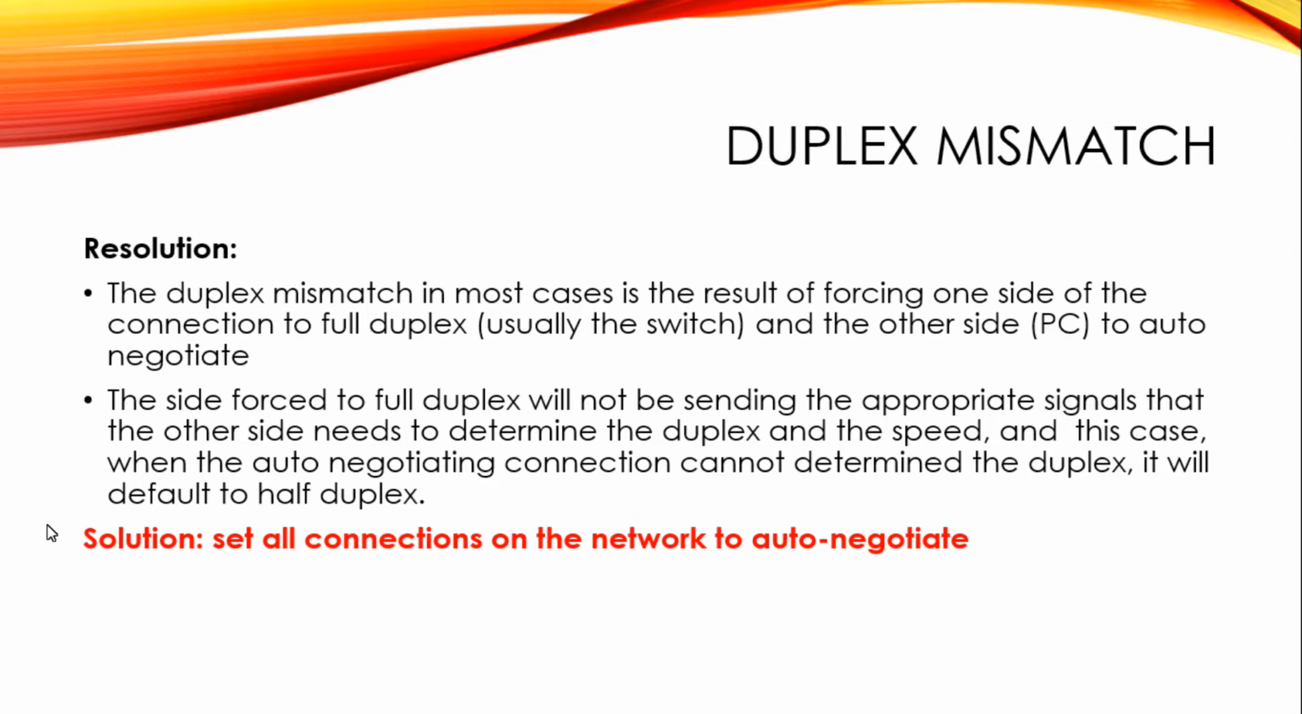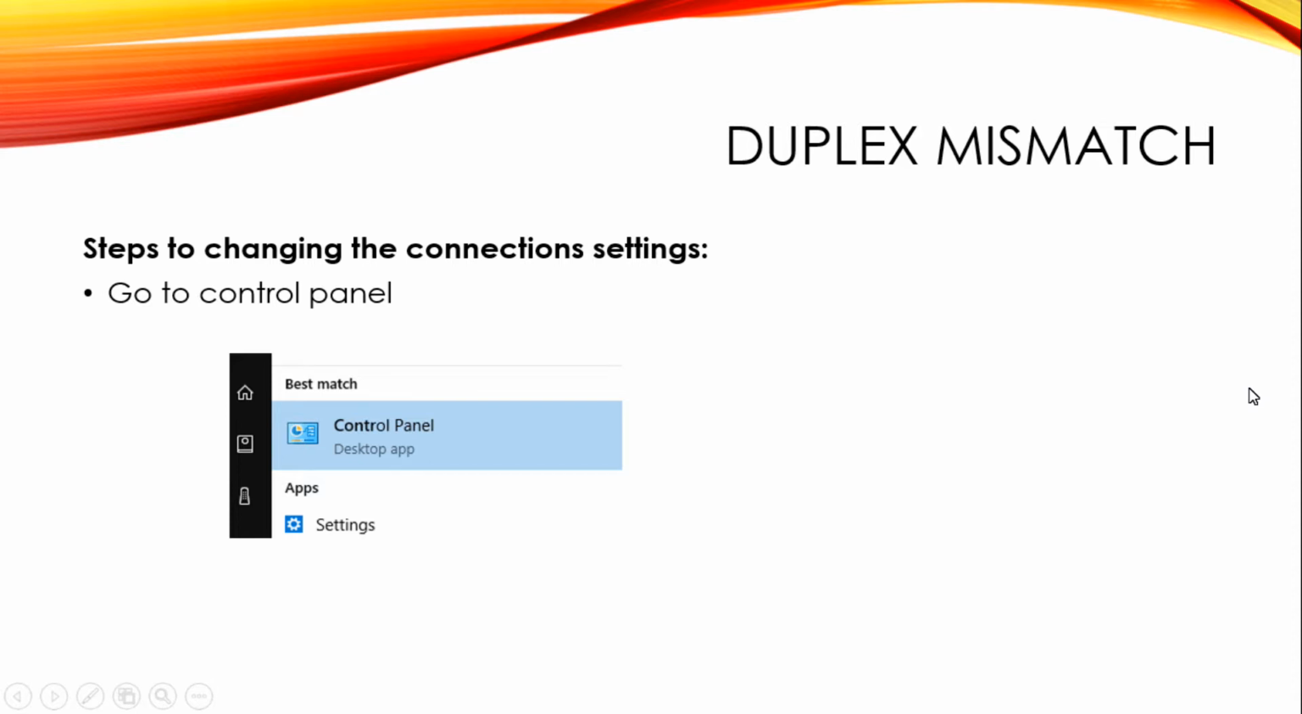And in this case, when the negotiating connection cannot determine the duplex, it will be half duplex by default. So the solution for this problem, or the easy solution, will be to simply set all connections on the network to auto-negotiate. The steps to change the connection settings are as follows. We'll just change it to auto-negotiate.